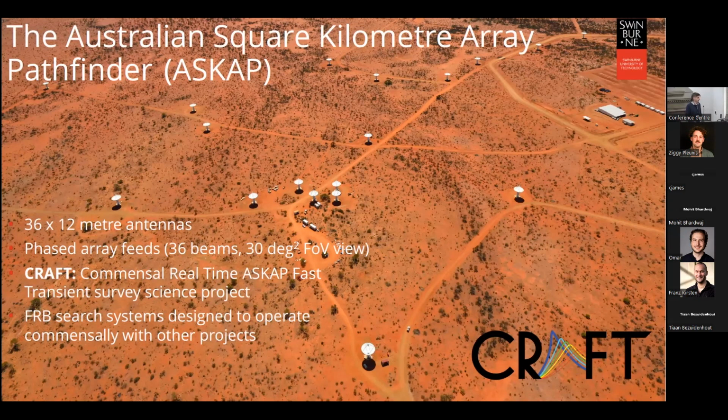CRAFT is the acronym there. And the motivation here is to do FRB searches commensally with all other observing that's done on the telescope. So really we're trying to sit in the background and grab data from wherever we can in the data pipeline and search for dispersed pulses.